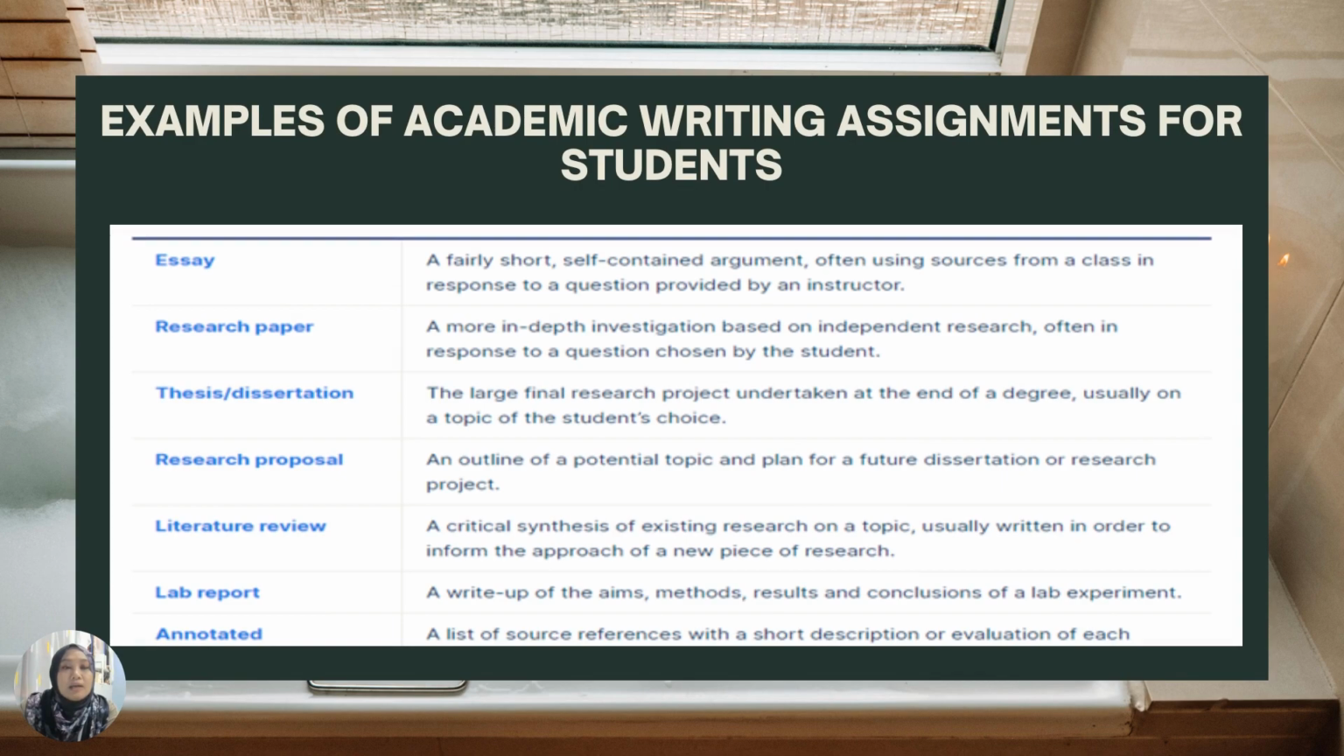As you can see here, these are examples of academic writing assignments for students. For example, you will produce essays, research papers, thesis dissertations, or even a research proposal, literature review, lab reports, or annotated essays. So if you are being asked to write these types of essays, you are actually producing academic writing.